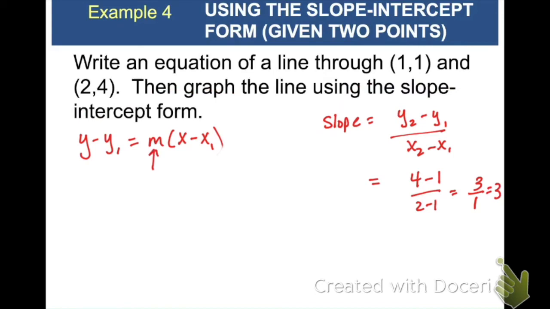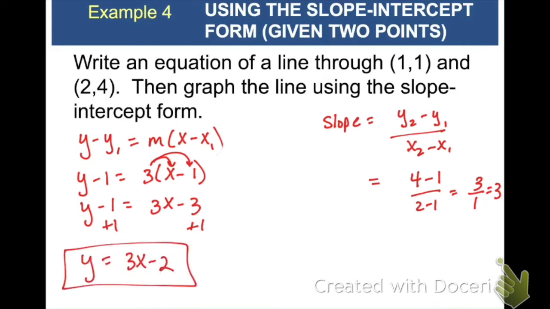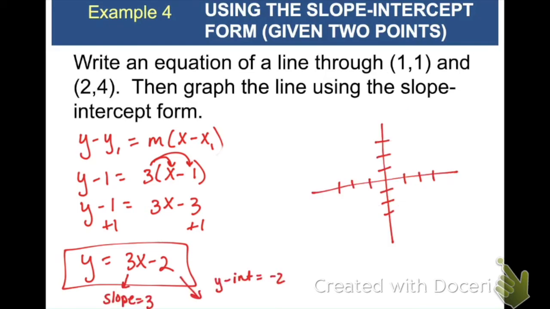I'm going to put that in for m, and then I don't care which point you pick. I'm going to pick the first one. That's going to go in for x1 and y1. Since I have to graph it, I want to put it in slope-intercept form. So I'm going to go ahead and distribute my 3 and get y all by itself. So if I distribute my 3, I get 3x minus 3, and then I have to add 1 to both sides. So my equation is y equals 3x minus 2. So I know that my slope is 3 and my y-intercept is negative 2.